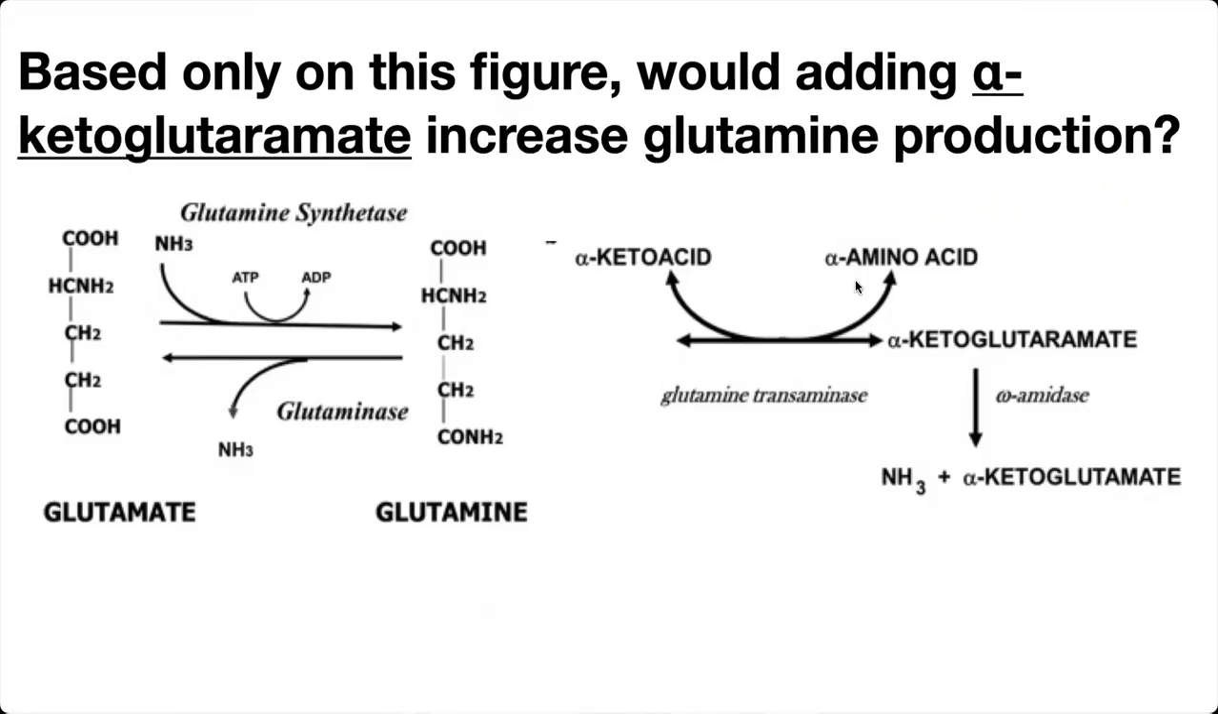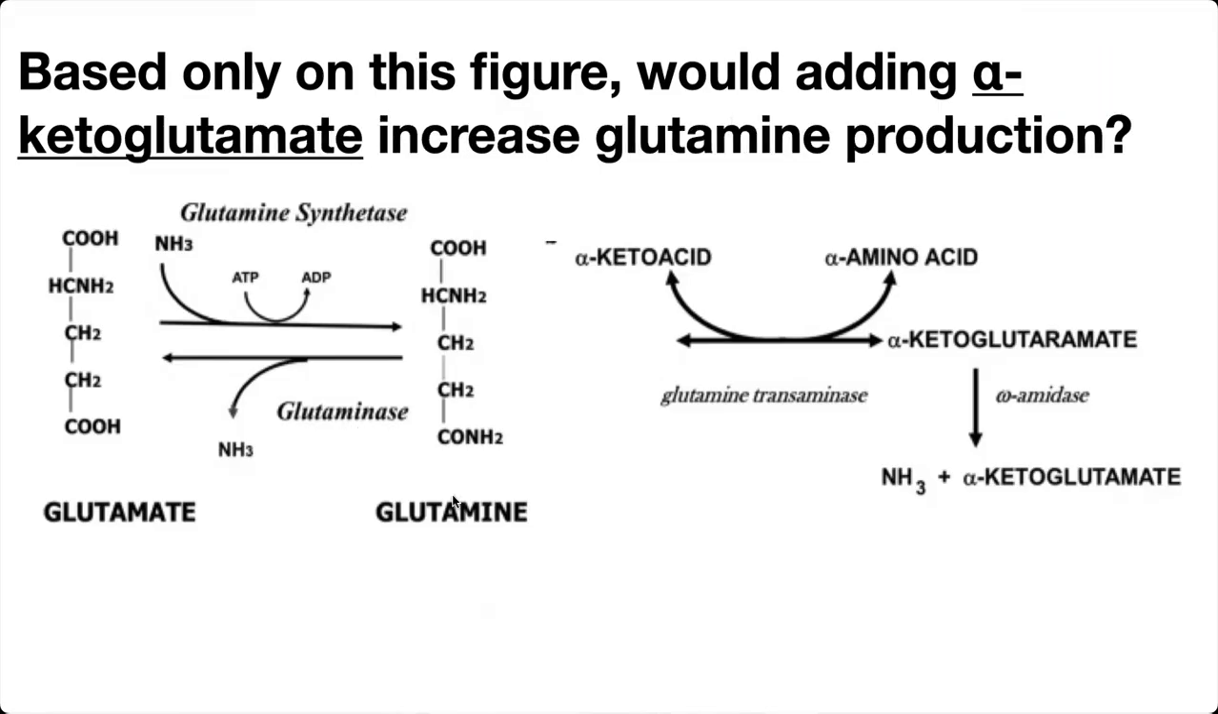Based on this figure, would adding alpha-ketoglutarate, I don't know how to even pronounce that, increase glutamine production? Yes, alpha-ketoglutarate is going to be a product of glutamine transaminase in the forward direction, but it's actually going to be a reactant in the reverse direction. And so if we add more of this, since it is metabolically reversible, it's going to push the reaction in the reverse direction. We're going to make more of our glutamine.